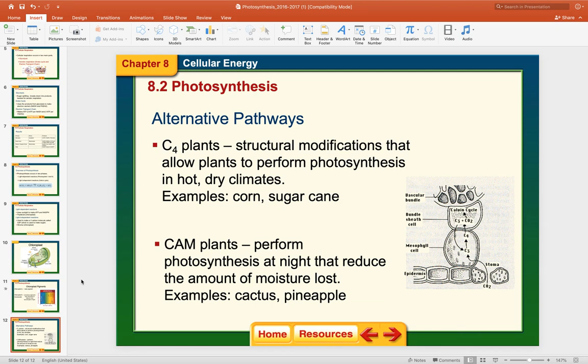Now, CAM plants perform photosynthesis at night. So these are going to be your cactus and your pineapple. And again, in order to reduce the amount of moisture lost, that's the reason why it performs photosynthesis at night. Not only that, but they also have some structural modifications as well. The cactus has a modified leaf in the form of spines. With that reduced surface area, it also reduces the amount of moisture that's lost.